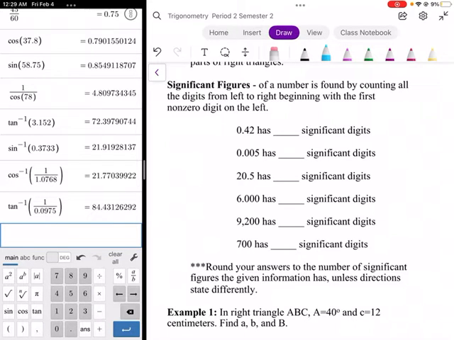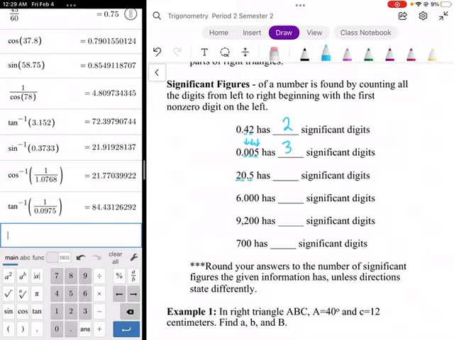When you're talking about a number, the significant figures of a number are found by counting all of the digits from left to right, beginning with the first non-zero digit on the left. So, for example, 0.42 has 2 significant digits. And then when we look at the next one, 0.005, we're going to include all of these because these are the placeholders to get to the 5. So this one is going to be 3.